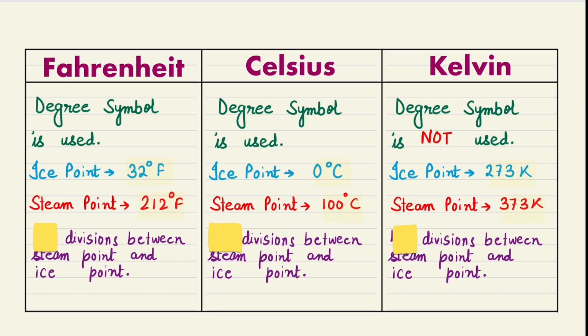The last point of difference is actually the difference between these two numbers. That is to say, if we subtract 32 from 212, then we get 180 divisions between these 2 points. Similarly, in case of Celsius and Kelvin, if we subtract the ice point from the steam point, then in both the cases, we get 100 equal divisions between the 2 points.